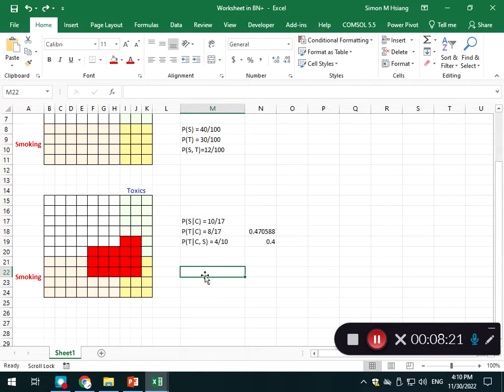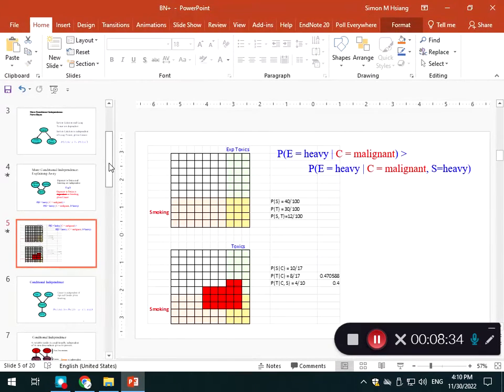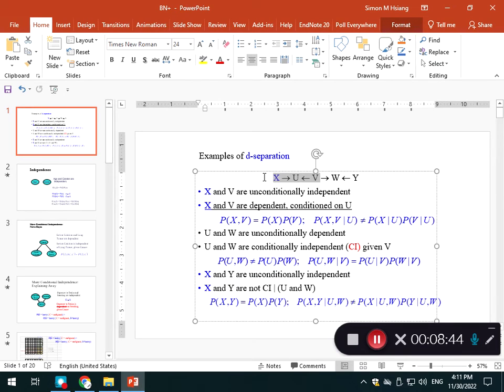I would say that to understand Bayesian network, this kind of frame is the key. Frame means asking extra questions. Okay? And now let's go back to the basics. I already explained these separations. Okay, X and V, let's just look at these 3. X and V should be independent, agree?